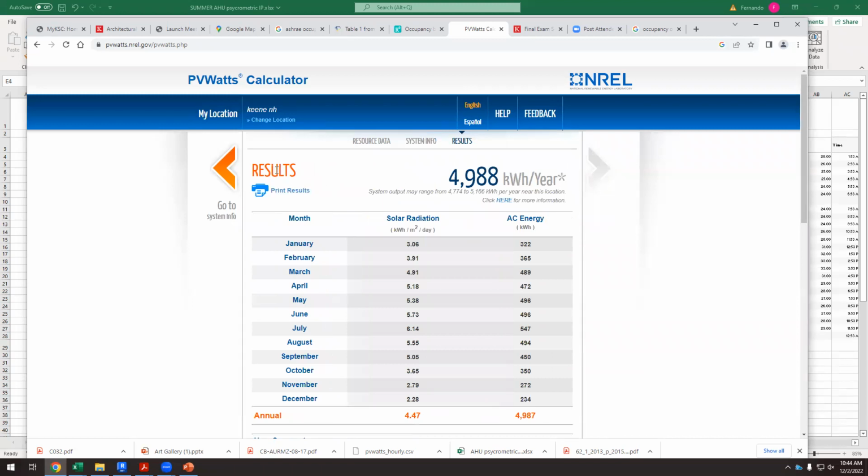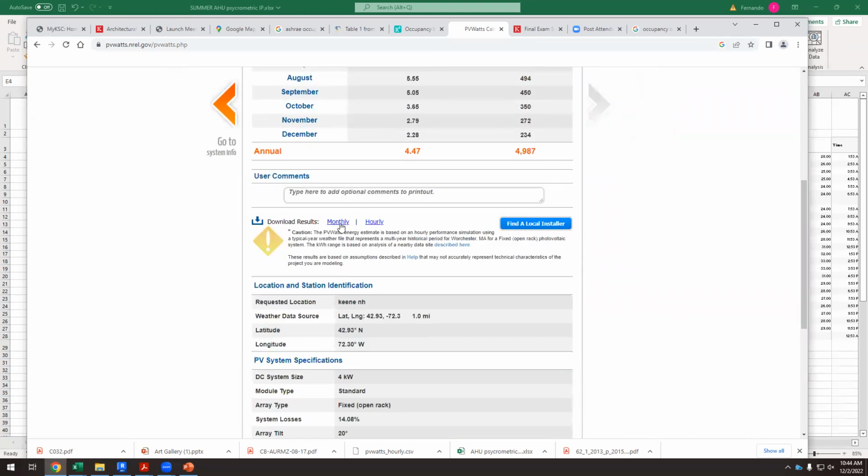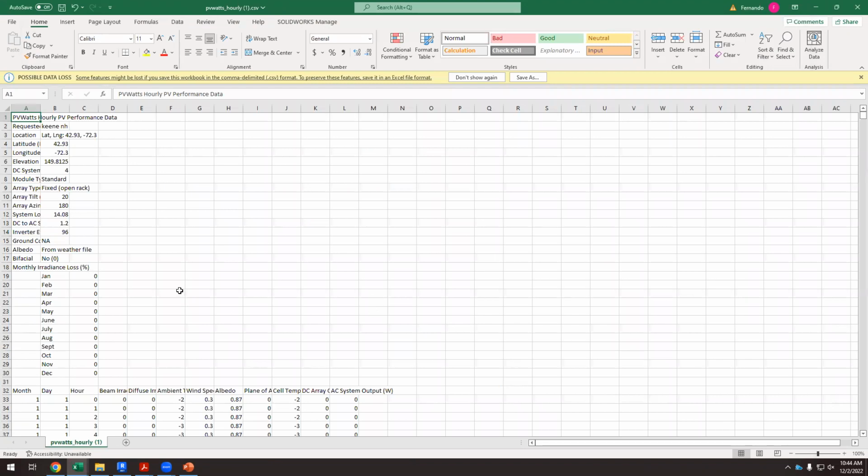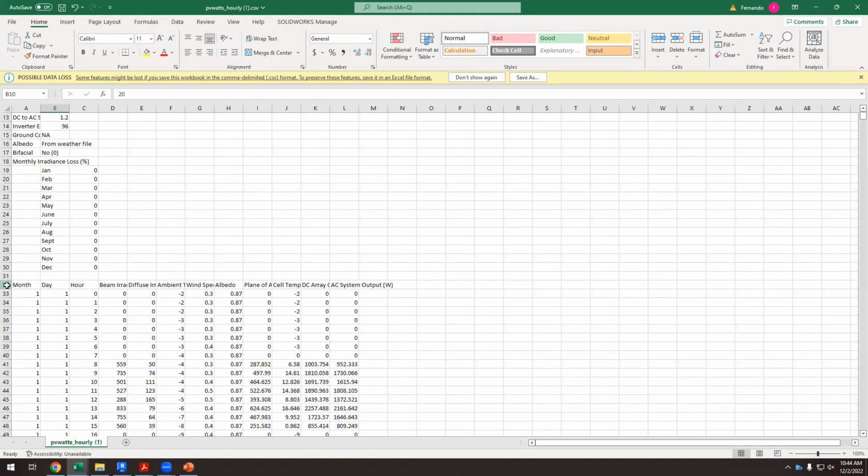So if I go to the results page, I find this monthly or hourly data. So select hourly and open. Okay. So here we have the location in New Hampshire, all that stuff. And here we have the month, day, hour.